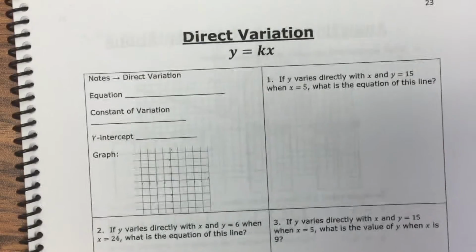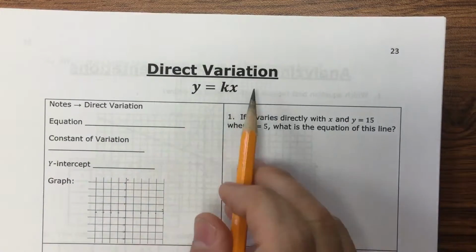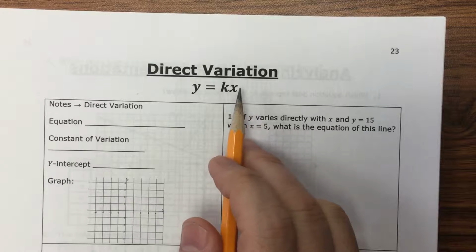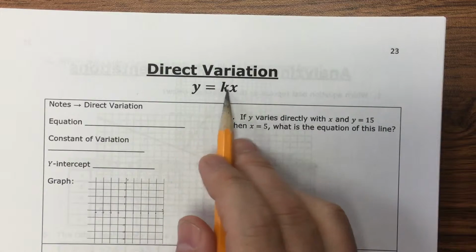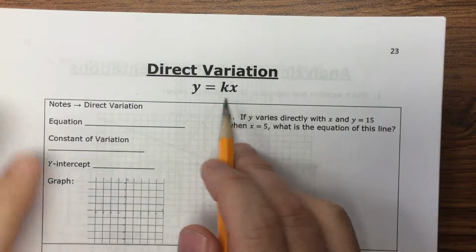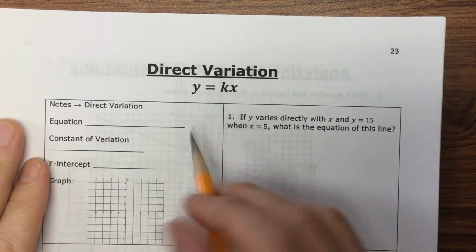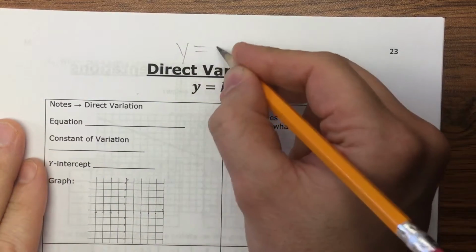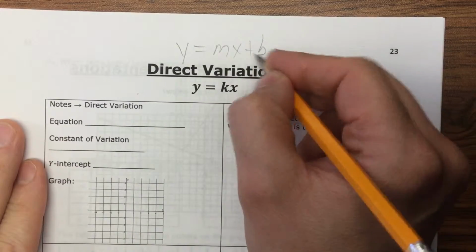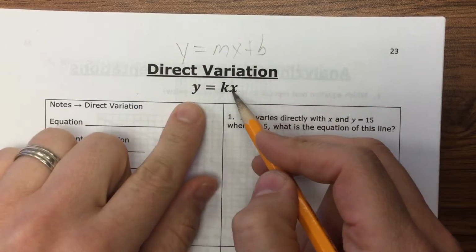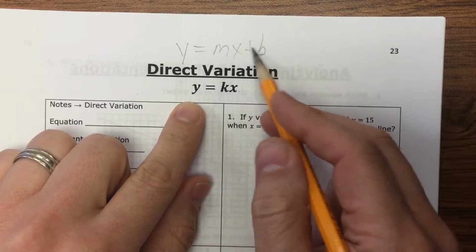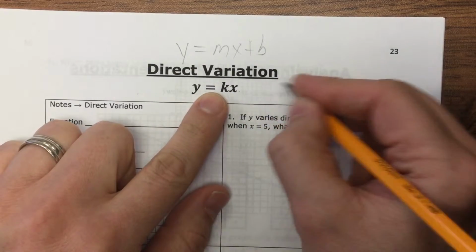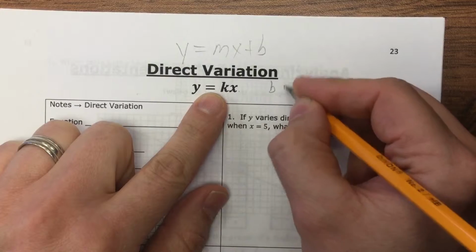Star Review, page 23. We're doing direct variation. There's a special linear formula for direct variation. It's known as y equals k times x. I just want you to relate that to what we already know, y equals mx plus b. These are the same thing. The difference is, with direct variation, you don't have a b value because the b is 0.